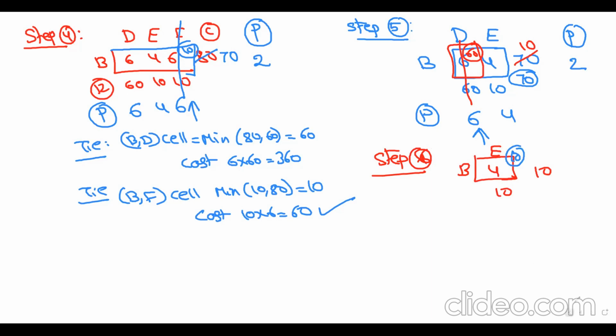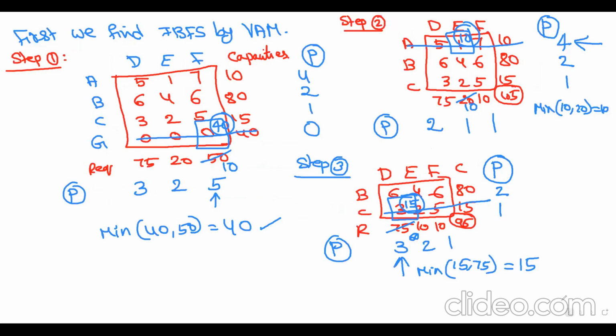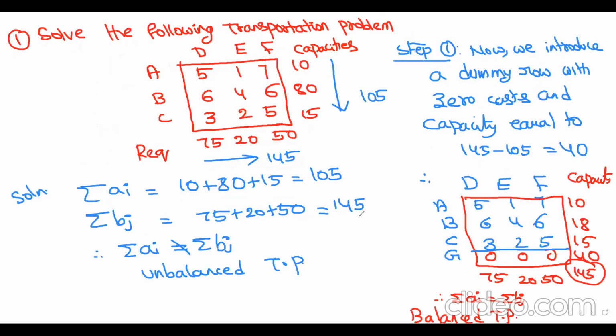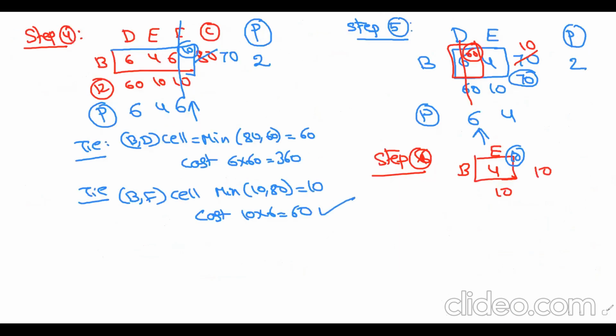So once again, first I have to solve the unbalanced problem. Solve means I have to find the optimal solution. The optimal solution takes 2 steps. One is the initial basic feasible solution, and the other is the optimality test, the MODI method or UV method. First I found the initial basic feasible solution by VAM. Before that I made the unbalanced problem into a balanced one.